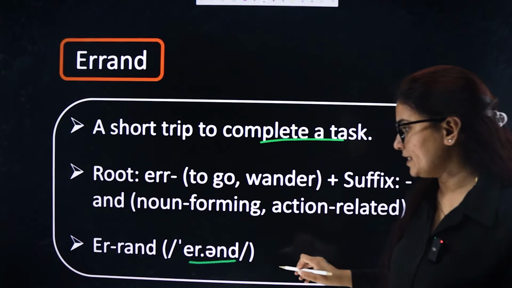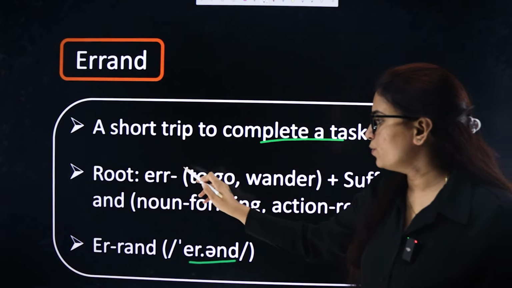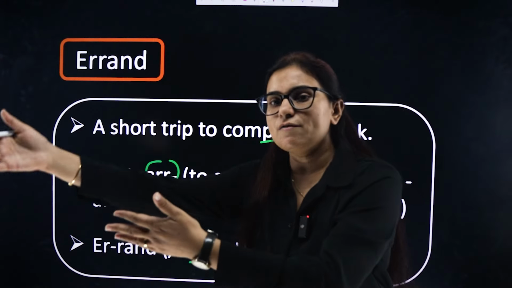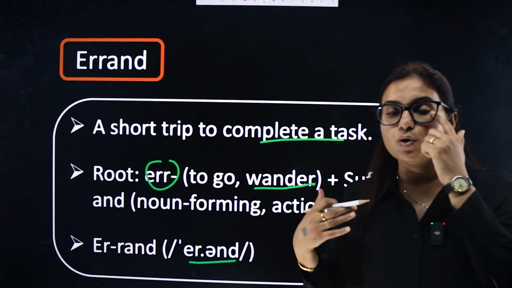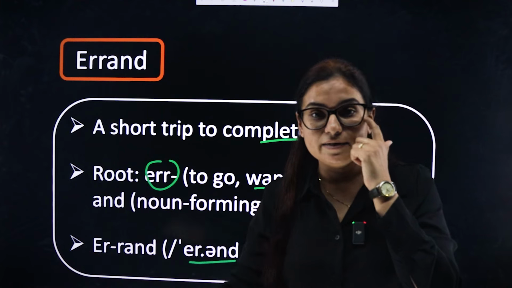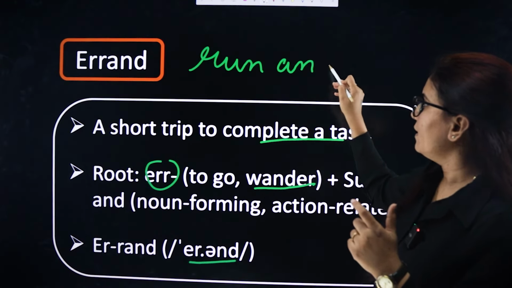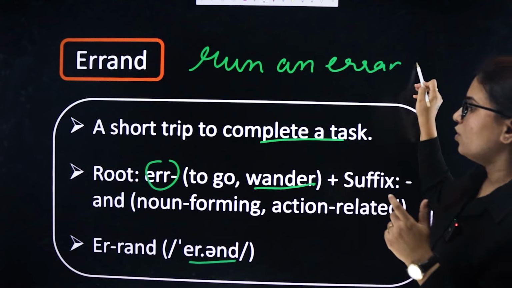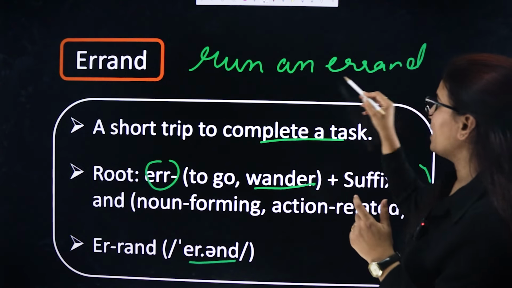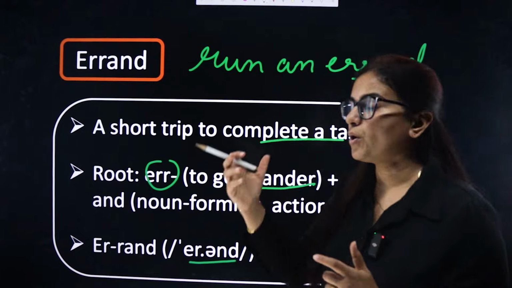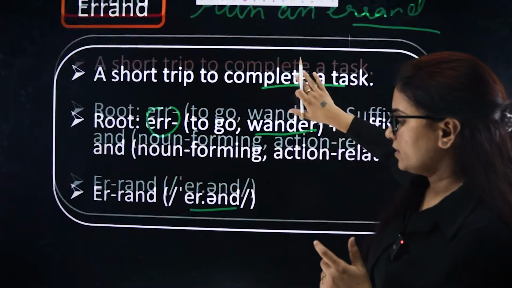The pronunciation is errand, and it's derived from the word which means to wander. So when you have to go somewhere to finish your work, it's called, I'm going to run an errand. Or I'm going out, or I'm taking a short trip to finish a task.